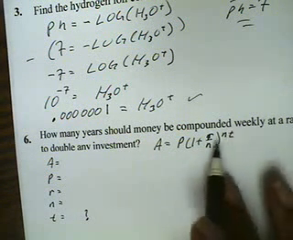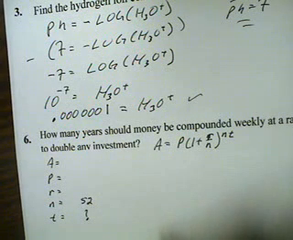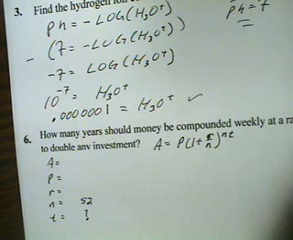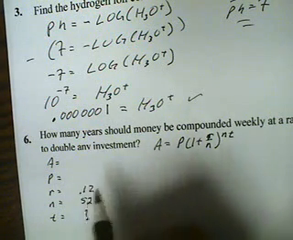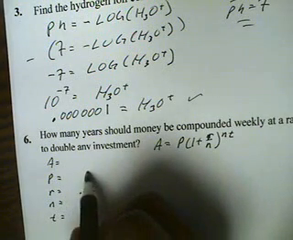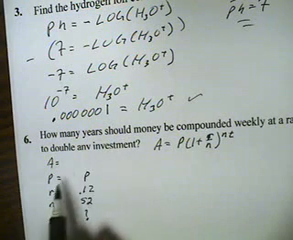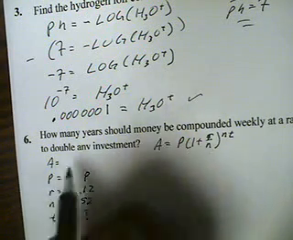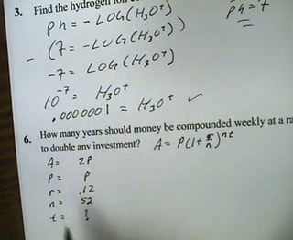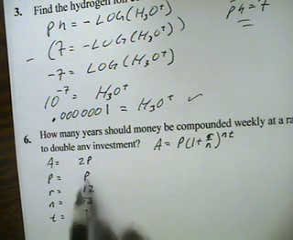N, since it's compounded weekly, there are 52 weeks in a year, so it'll be compounded 52 times. The rate is 12%, so we'll put 0.12 here. The principal was not given, so we'll put P for principal. And we're trying to get a final amount that's double the investment. Well, the original investment is P, then the output will be 2P. That's doubling the original investment or principal.